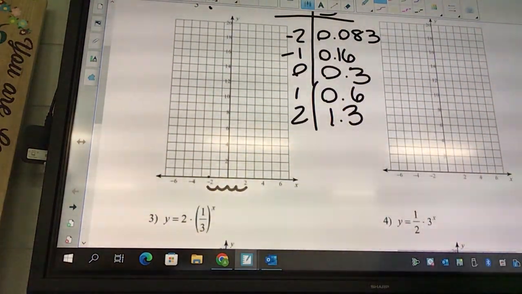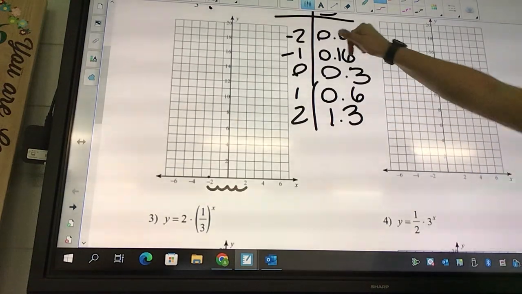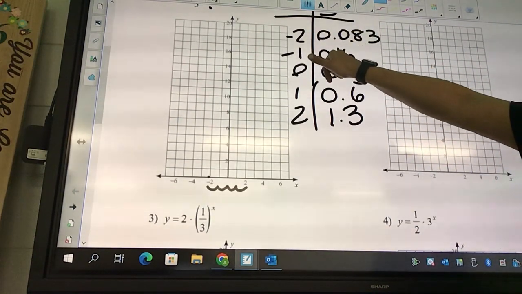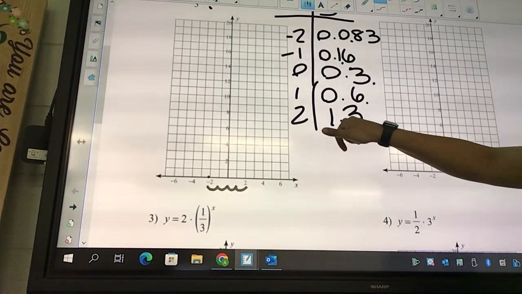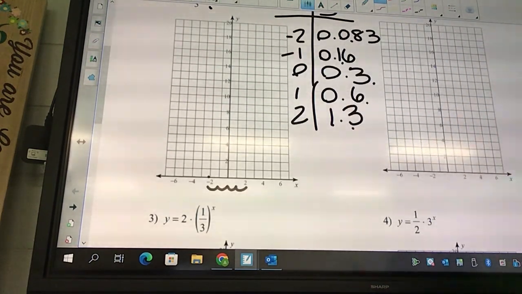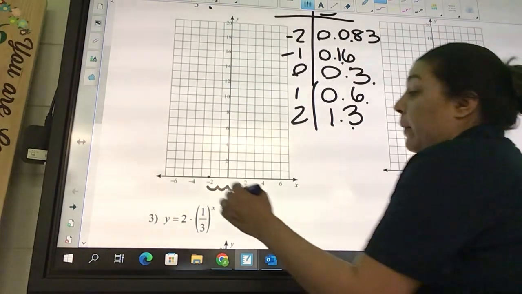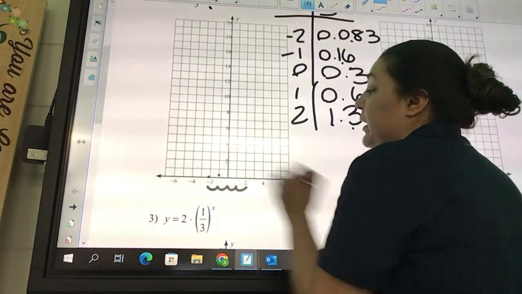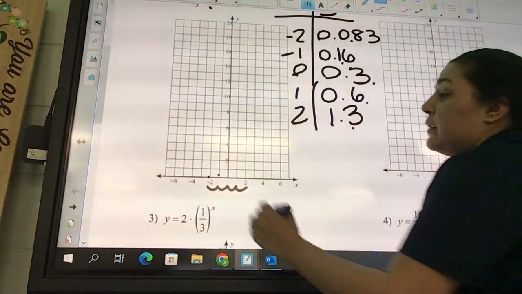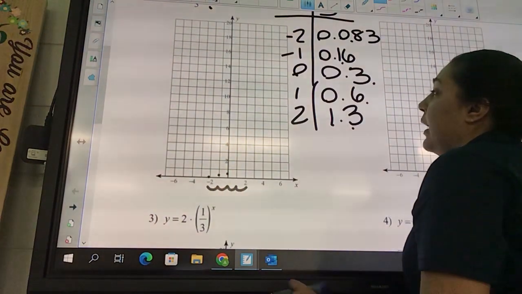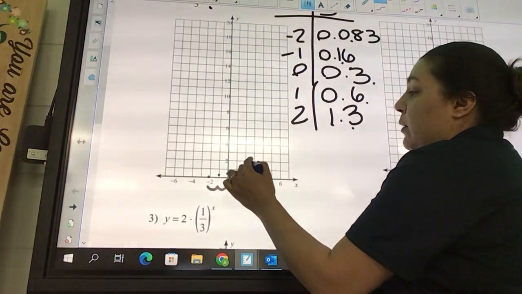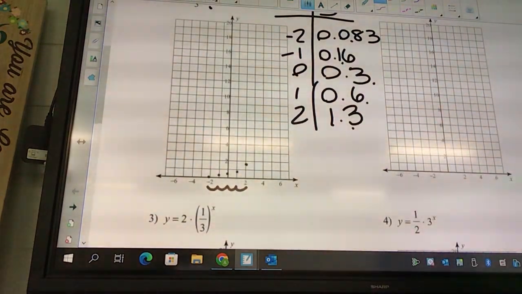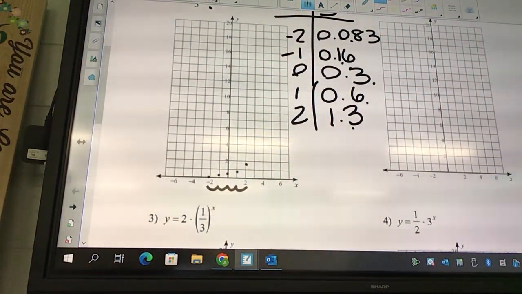So the first one, I would start off pretty much at 0. The second one is like 8 cents, this is like 16 cents, this is like 30 cents, 60 cents, and then $1.30. So they're going to increase very slowly, but they are increasing. So this one is growing, but it's growing very small.